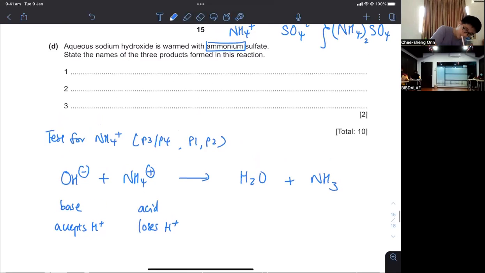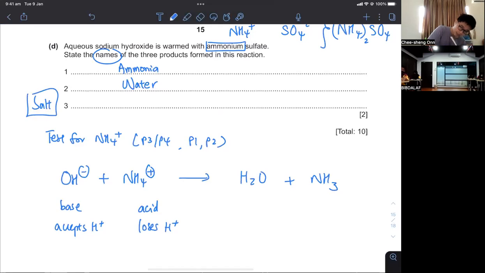So they want the names. So obviously you will get ammonia. Obviously you get water, but you also get a salt. This thing is an ionic equation. That's why you don't see the sulfate, you don't see the sodium. But the other product is the salt, the remaining things, which is sodium and sulfate. So the remaining thing is just your sodium sulfate.